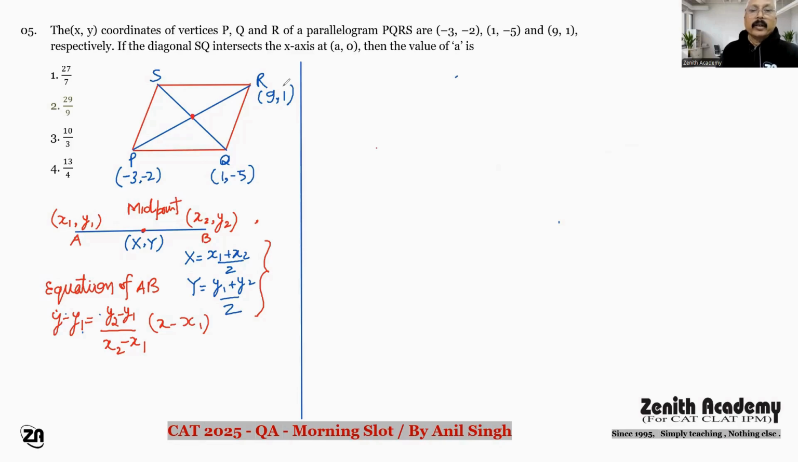Now we can find the coordinates of this point. The coordinates of P and R are given, so (-3 plus 9)/2 and (-2 plus 1)/2. So this is coming 3 and -1/2. So (3, -1/2) is actually the coordinate of this midpoint. Correct? This is given.